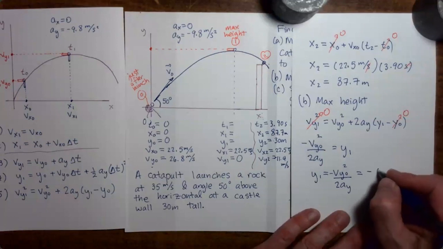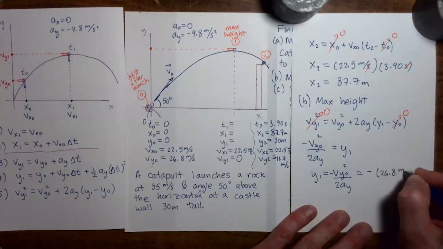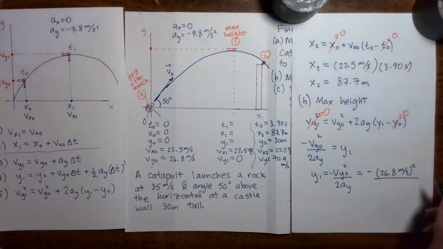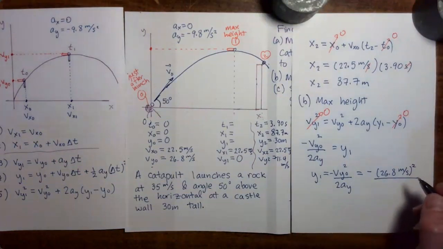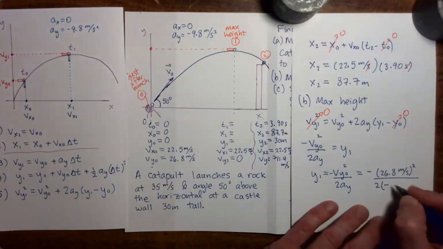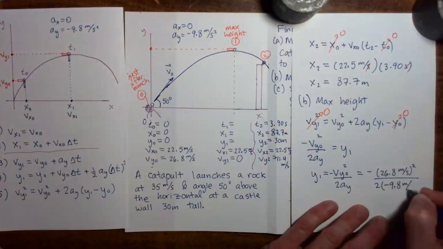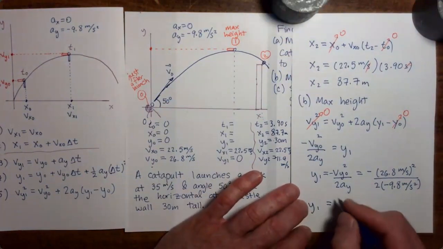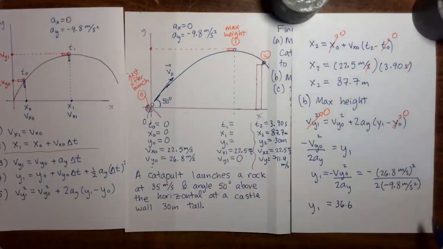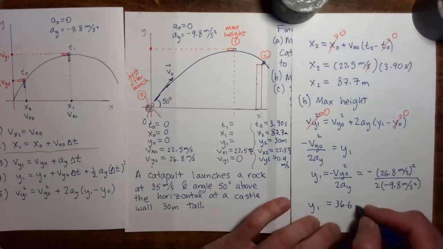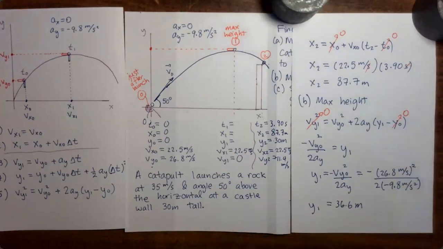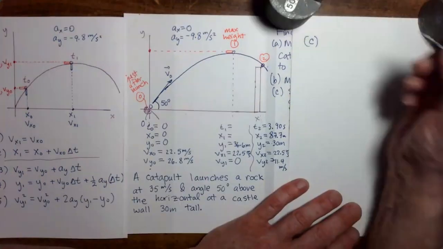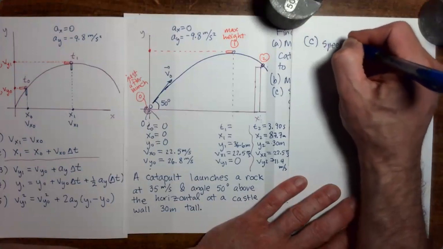thus minus 26.8 meters per second quantity squared, divided by 2, and then minus 9.8 meters per second squared. And here I get y1 equals 36.6. And I think we've seen unit checking like this before, so I will leave that as an exercise as well. But we get meters, which we would expect for a y coordinate. The last part of the problem is to find the speed of the rock as it goes over the castle wall.